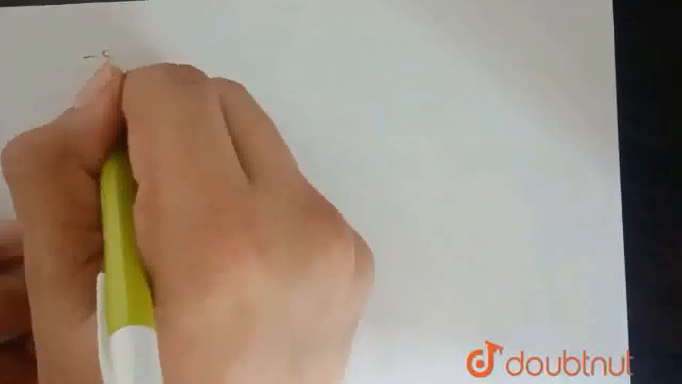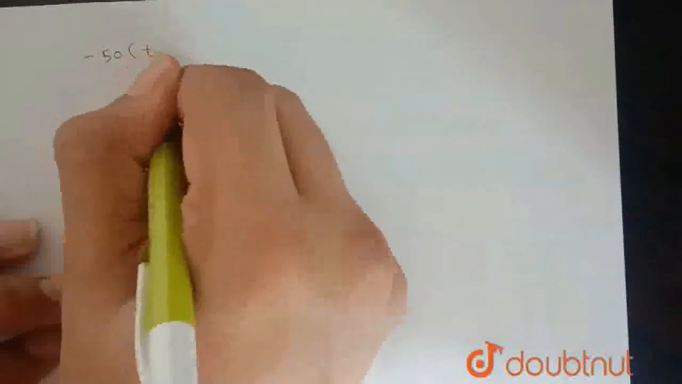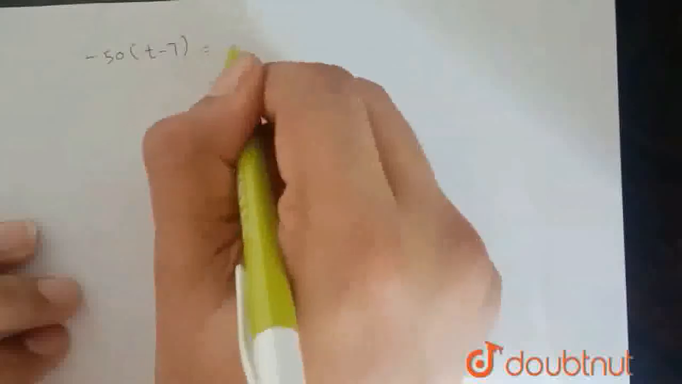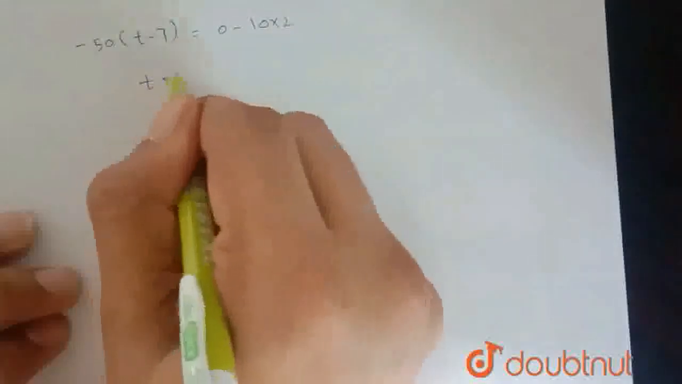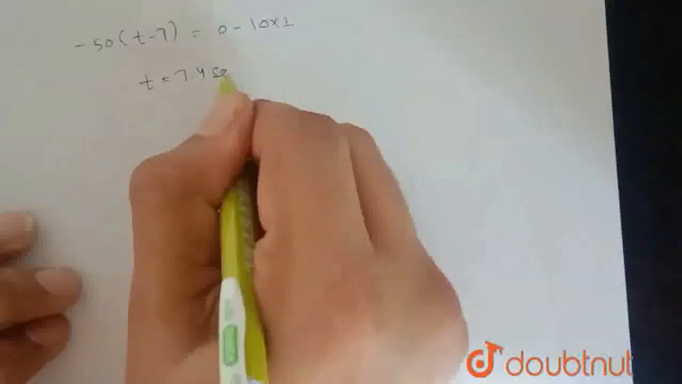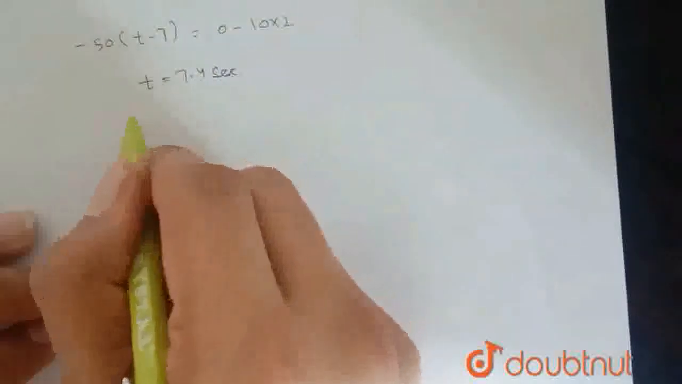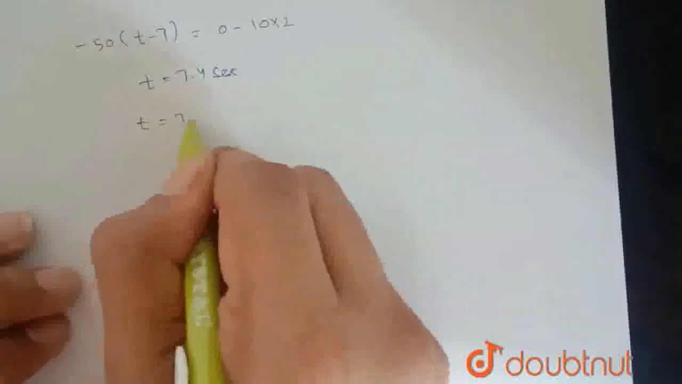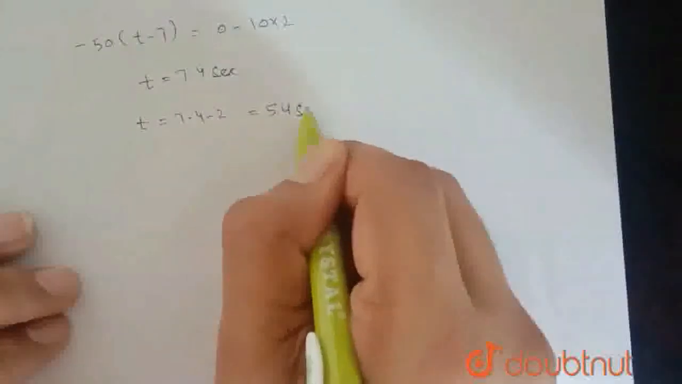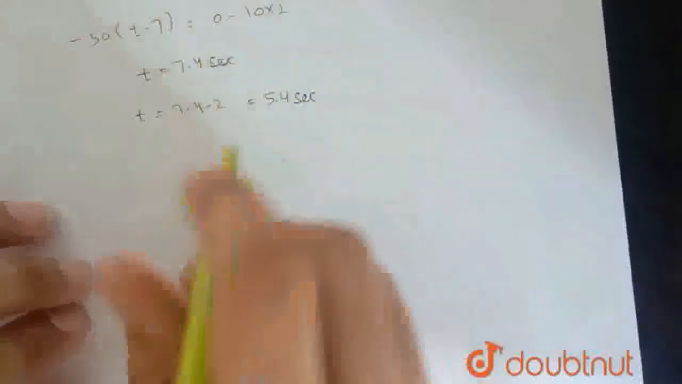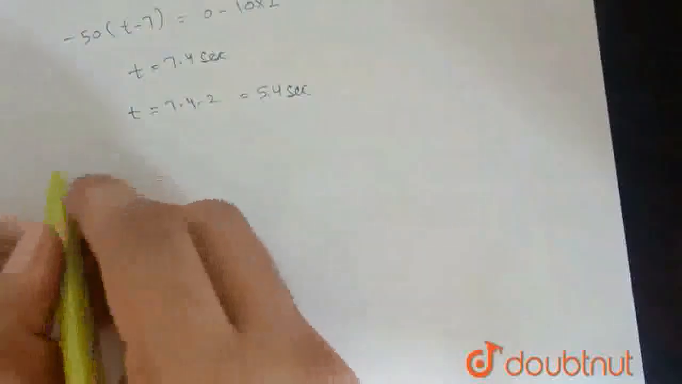Now the second option is the time of motion is 5.4. So as we can see, minus 50 into t minus 7 equal to 0 minus 10 into 2. From here we will get 7.4 second total time. And time of motion will be 7.4 minus 2, which is 5.4 second. Option B is correct.